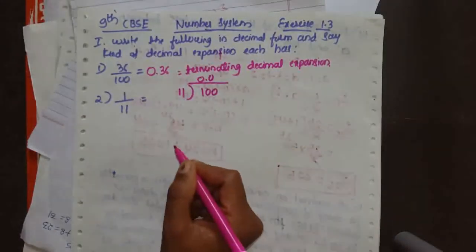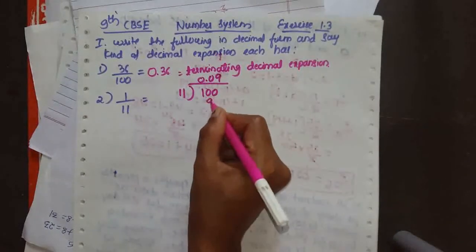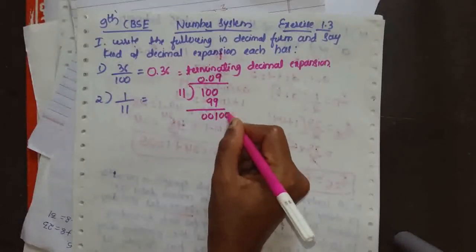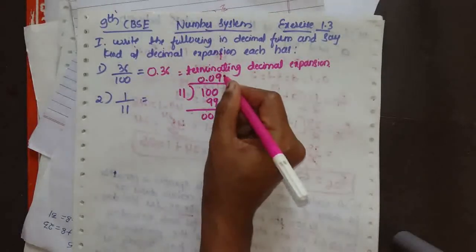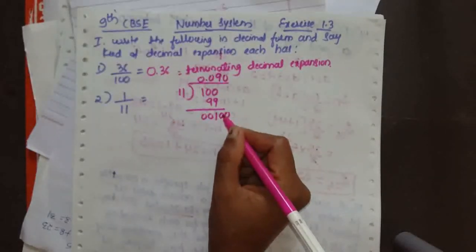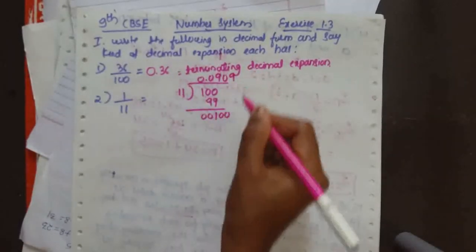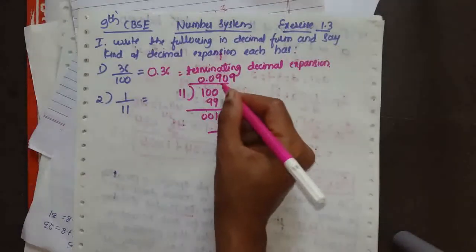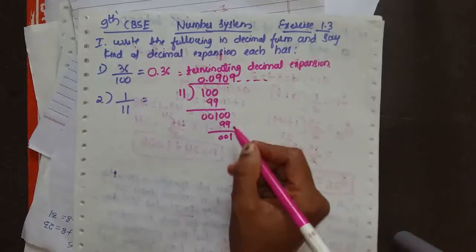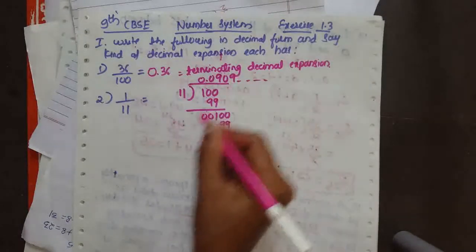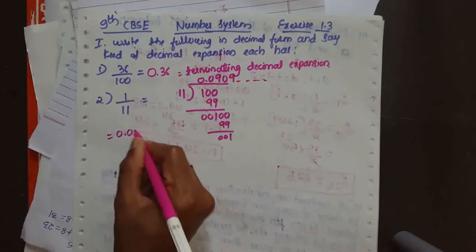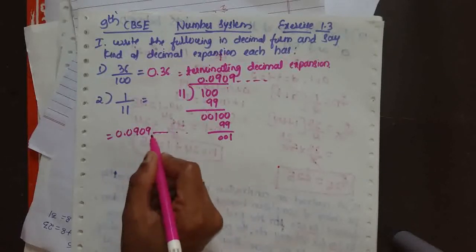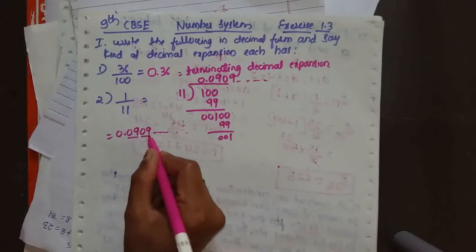So this is 100. 11 nines are 99. So here 100 minus 99 is 1. Again the same process. We have taken 2 zeros, so write 0 here. Then again 11 nines are 99, so again we remain with 1. So the expansion goes on the same, that is 090909. So the answer for this is 0.0909 and so on. It doesn't terminate here, but 0909 repeats.